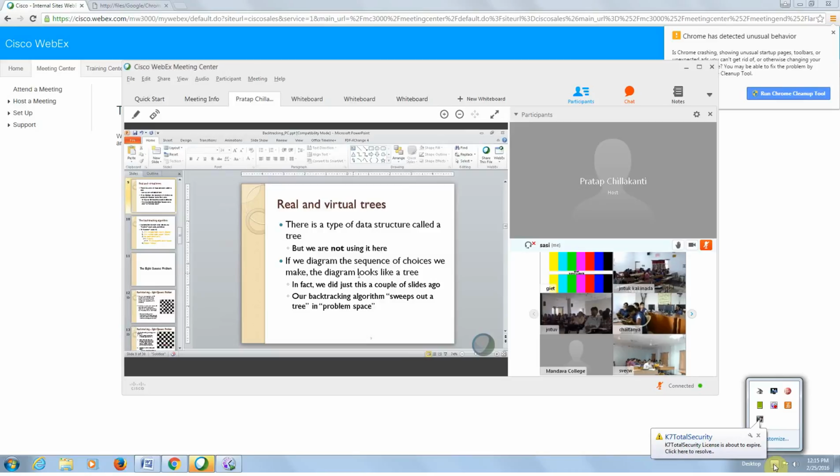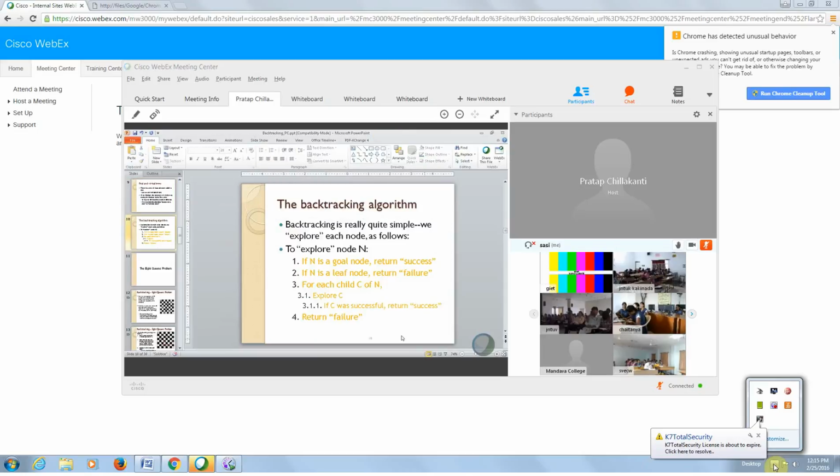We typically use some data structure, okay? And then we show a diagram of the sequence of choices, and that's the reason why it looks like a tree. So the algorithm basically sweeps out a tree in problem space. That is what we are doing. Now what does it mean? Here is a simple algorithm, a very easy algorithm, by the way, much easier than dynamic programming.